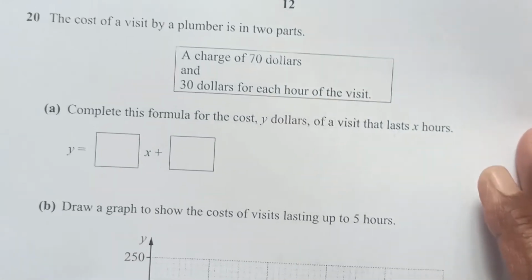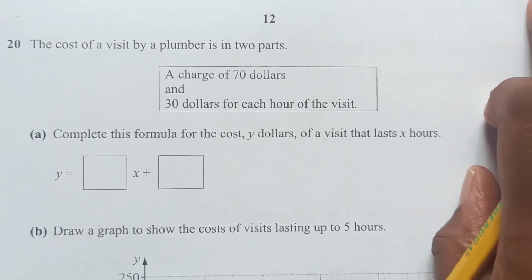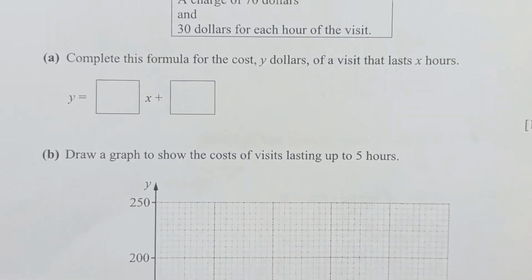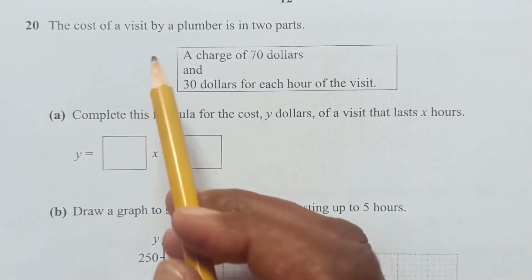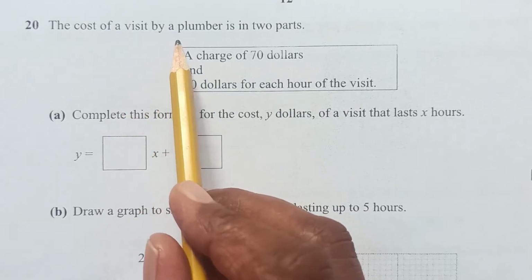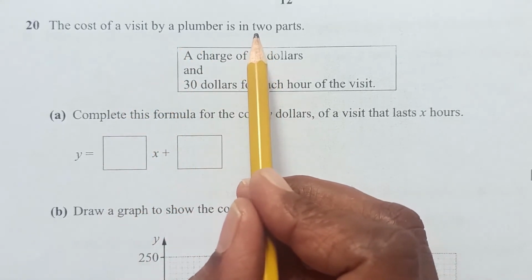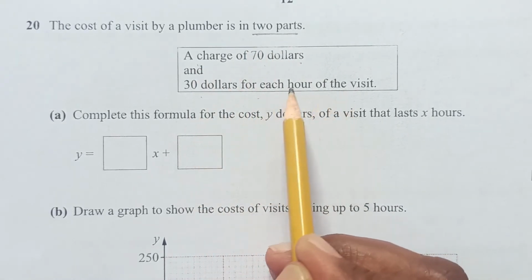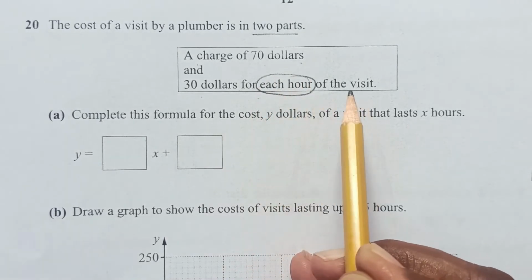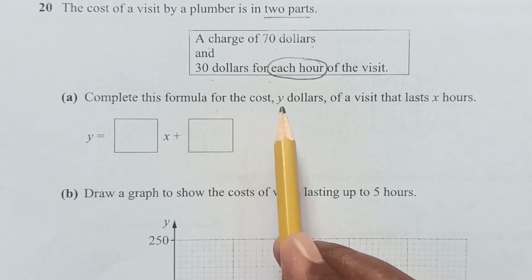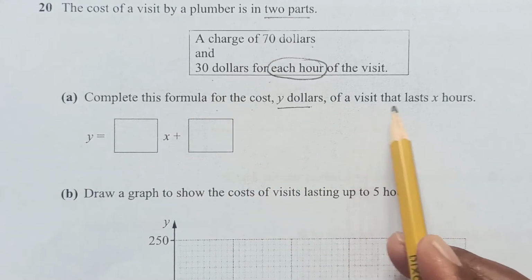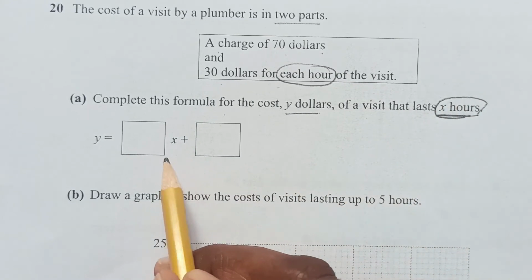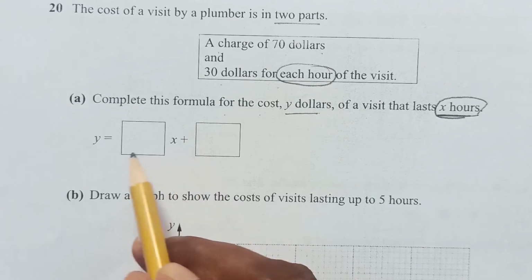Now this is a very interesting question, a bit harder than the other ones because it includes a graph here. But I will show you how to deal with these kinds of questions. The cost of a visit by a plumber is in two parts. A charge of $70 and $30 for each hour. This is our keyword here, of the visit. Complete this formula for the cost y dollars. This is the cost of a visit that lasts 6 hours. So we are looking for the 6 hours cost. So you have something given here and we need to fill these two gaps.